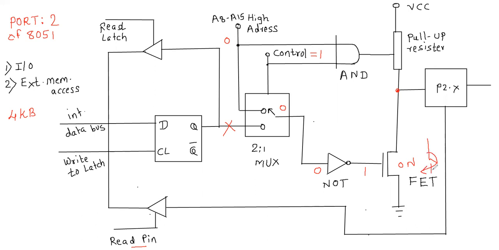And if it is on, it is acting as a closed switch. So the moment it is acting as a closed switch, the entire VCC will be grounded and we are going to get a 0 at the output of the port pin. So we see here we have given one of the address bits as a 0 and we are getting it as 0 here. Now the second possibility, when we make the address line equal to 1, we'll see what is going to happen.